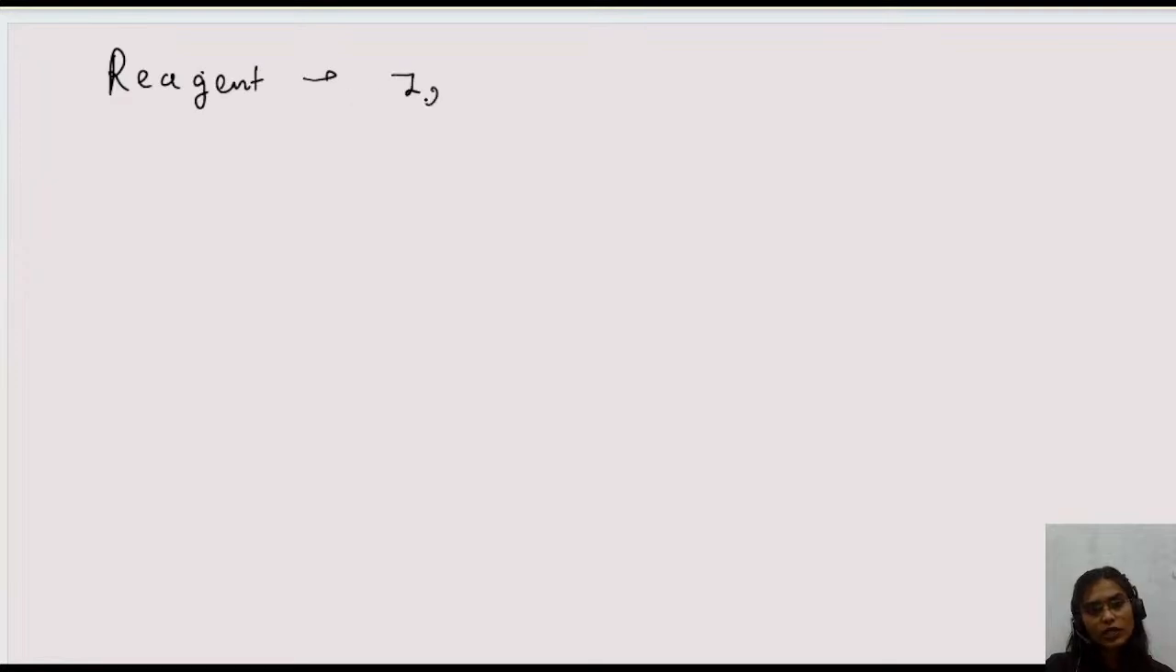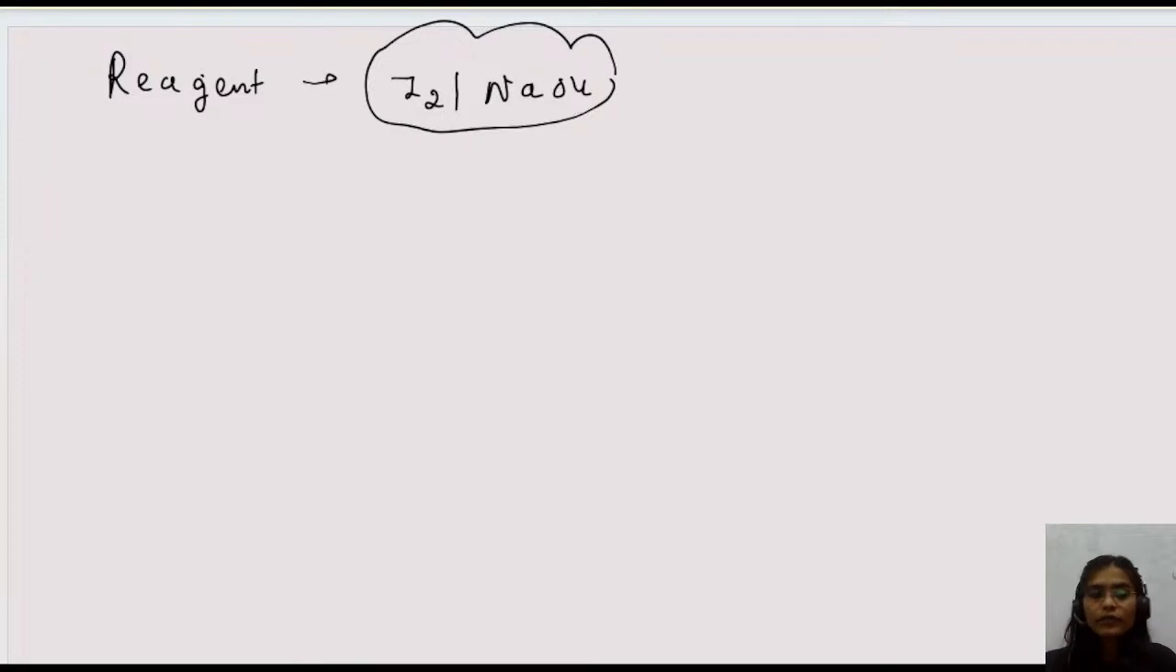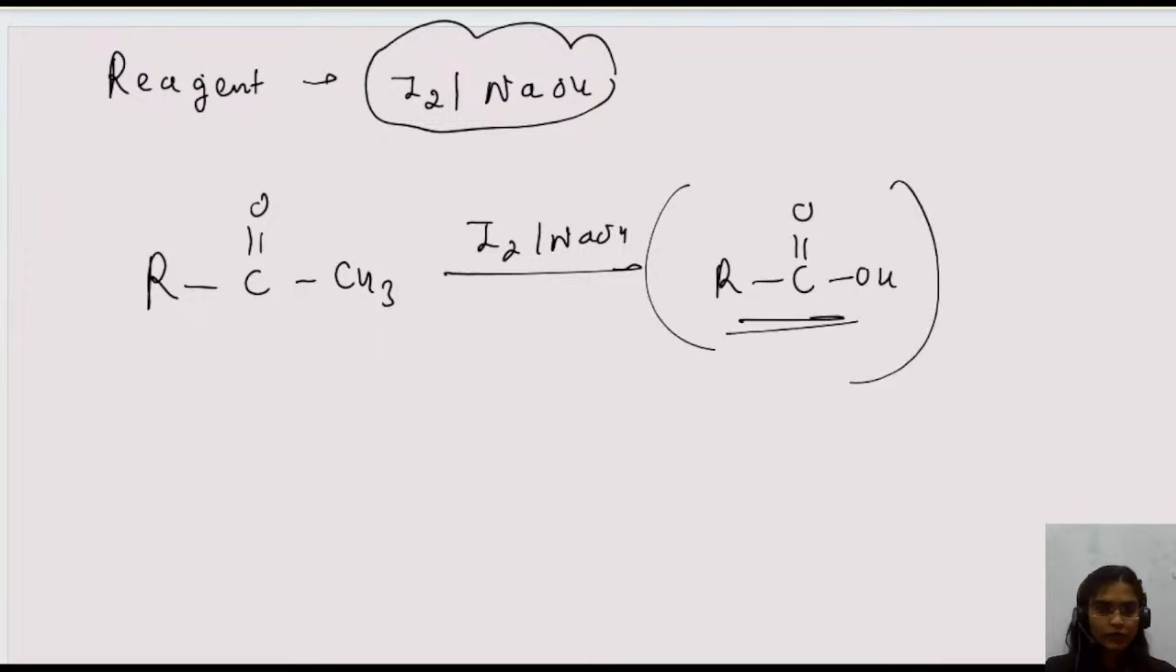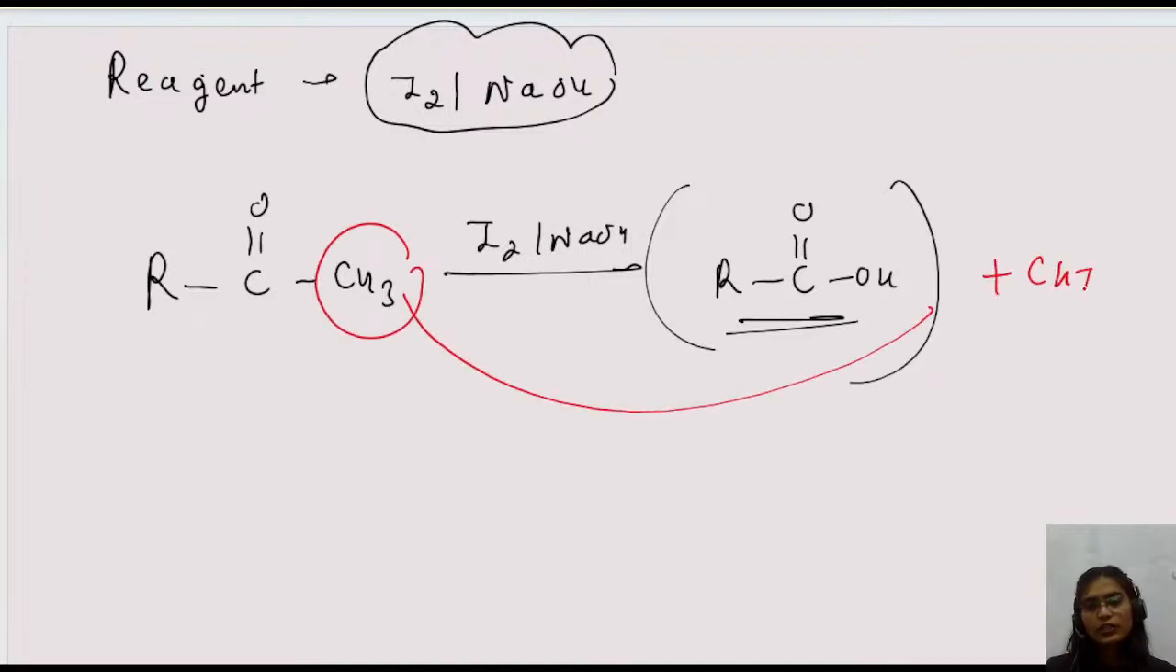In this case, we are using I2 and NaOH as a reagent basically. Okay, so this is the point number two. And what we are getting is that, let's suppose you have some methyl ketone, a CH3. So if I'm using some kind of methyl ketone, what is happening in this case is that I2 and NaOH are going to convert it into R-COOH. It is a kind of acid first point, and this CH3 is basically converted into CHI3.